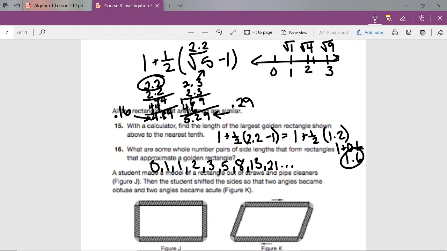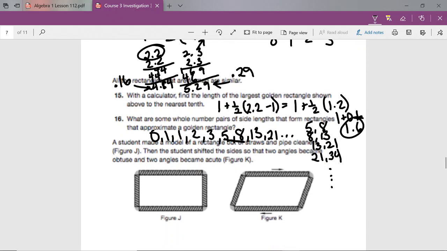If I were to look at some whole number pairs of side lengths that form rectangles that approximate it, I would be looking at adjacent numbers here, consecutive numbers in the Fibonacci sequence. So maybe I would say some pairs like 5 and 8, since those are next to each other, or 8 and 13, or 13 and 21, or 21 and 34, and so on and so forth. The higher and higher numbers that we get with the Fibonacci sequence, the better the ratio is. It's a really cool sequence. Check it out if you can, especially with those videos.